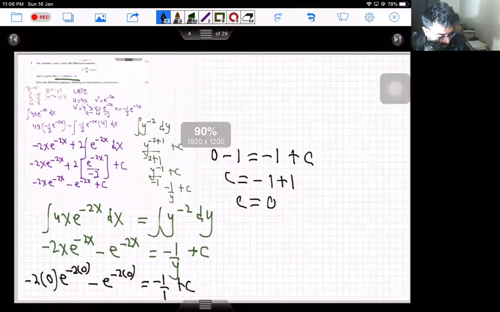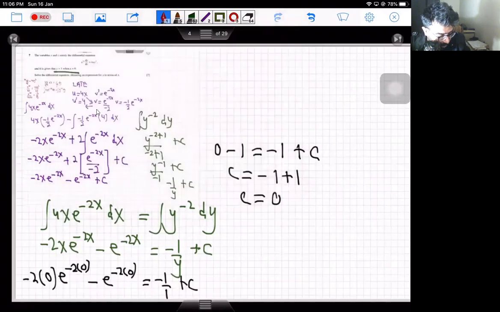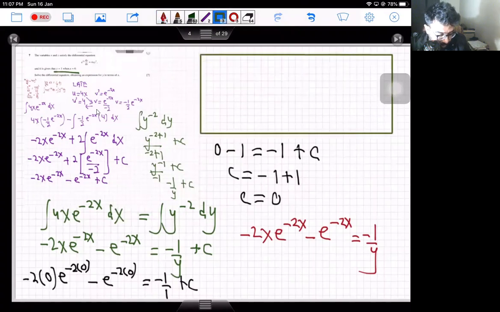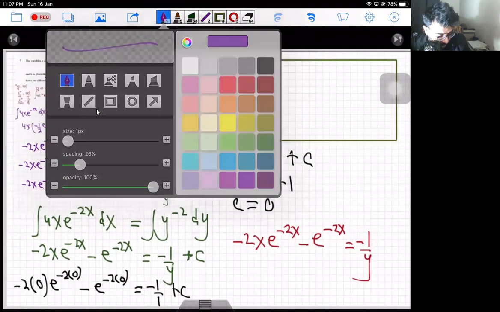And so far what we have achieved is minus 2x multiplied by e raised to the power minus 2x minus e raised to the power minus 2x is equal to minus 1 over y, and c is 0. Now what we need to do is obtain an expression for y in terms of x. We need to make y the subject. I'm just doing the working in this box, making sure all of the working is on the same page.